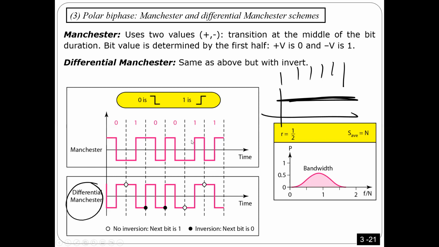Any questions? Yeah, sure. There's no inversion, and it's bit 1, right? Yes, 1 means no inversion. Here, this one, there is no transition, so the next one, not the previous one, is 1. Same thing here, because this one is 0, the next one has a transition, so it's 0. Is that okay? So everything looks okay.